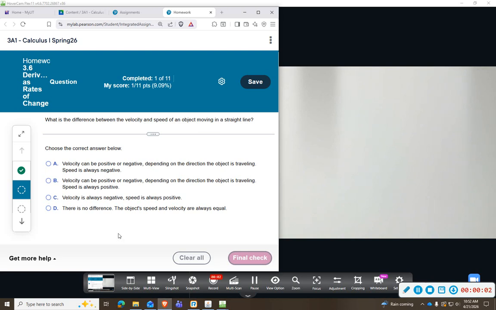All right, number two, another concept or vocabulary term. It says, what is the difference between velocity and speed of an object moving in a straight line? Velocity can be positive or negative depending on direction, and speed is always negative. Well, actually, speed is the absolute value of velocity. Velocity can be positive or negative depending on direction it's traveling. Speed is always positive. B looks good.